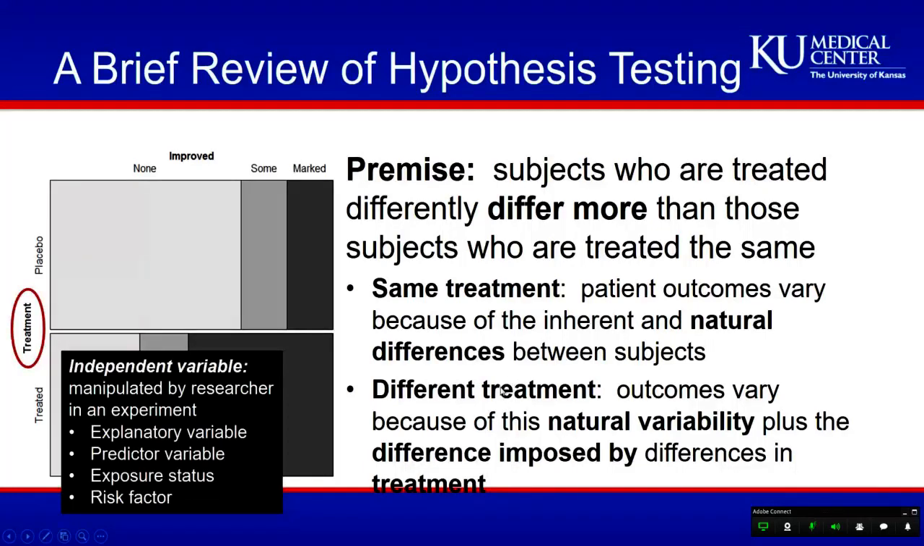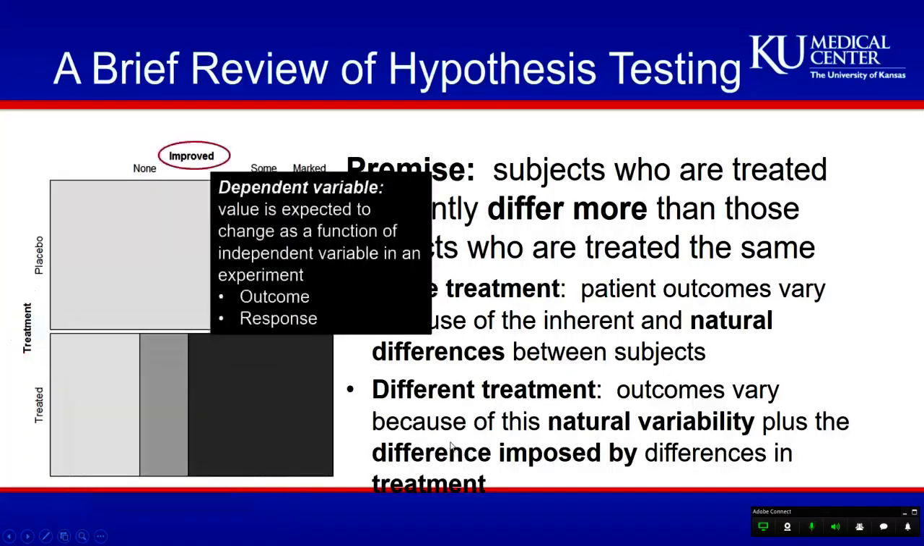Again, a quick review of notation and terminology because we will be using this over and over again. The independent variable is whatever the researcher is manipulating in the study. So it's the explanatory variable or the predictor variable in a clinical trial. In an epi-type study where you might just be observing things, it's the exposure status of the patient or maybe some potential risk factor for a disease.